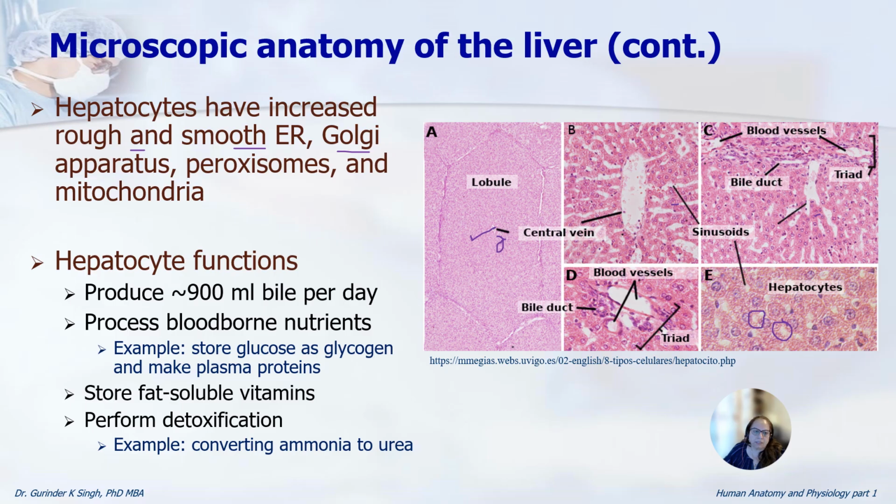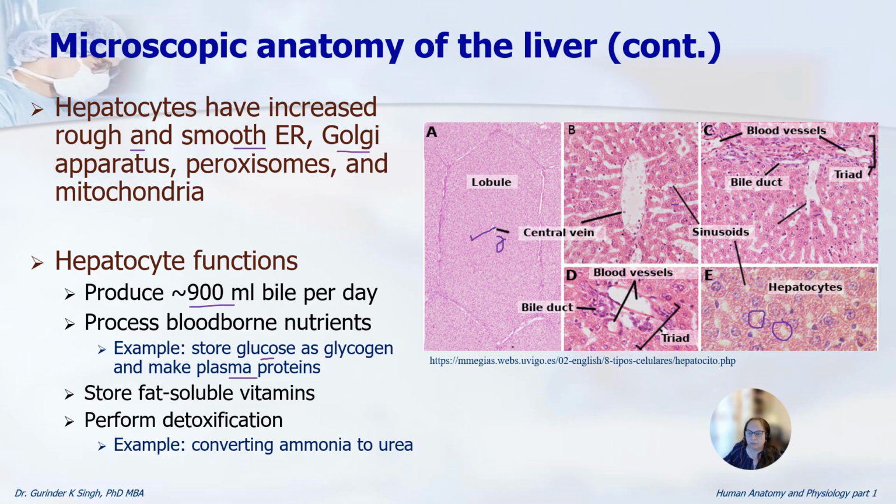Why do they have lots and lots of vesicles, rough and smooth ER or Golgi apparatus? Because they do a lot of anabolic reactions, meaning they synthesize things. One of them is that bile salts are being made. Okay, so hepatocytes typically produce almost 1 liter of bile per day, and they also process a lot of bloodborne nutrients, for example, RBCs. They also produce glycogen from extra glucose we have. They produce a lot of plasma proteins.